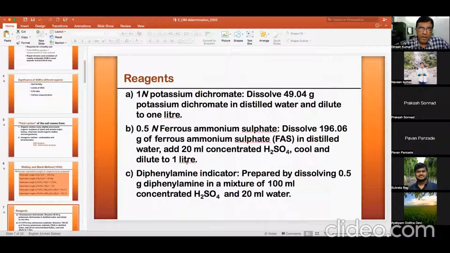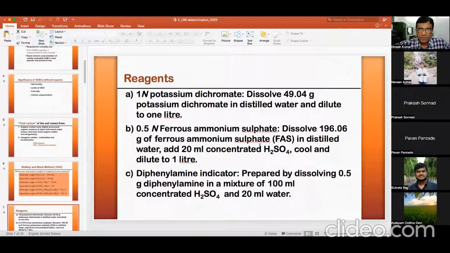And 0.5 normal ferrous ammonium sulfate can be prepared by dissolving 196.06 gram of ferrous ammonium sulfate in distilled water. Add 20 ml concentrated sulfuric acid, cool and dilute to 1 liter. That will be your 0.5 normal ferrous ammonium sulfate.